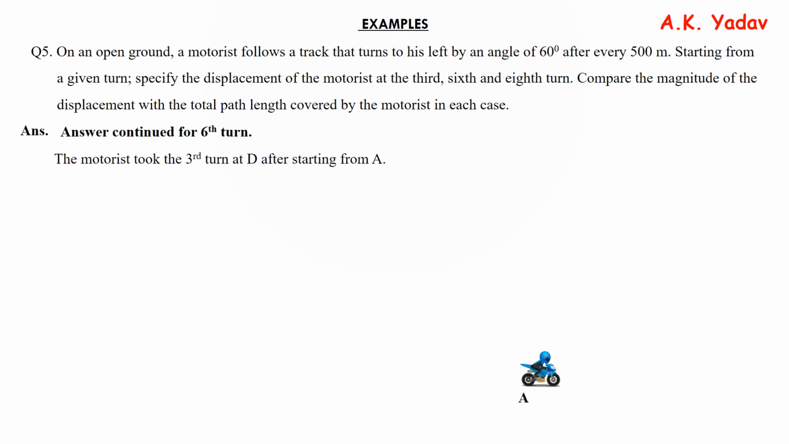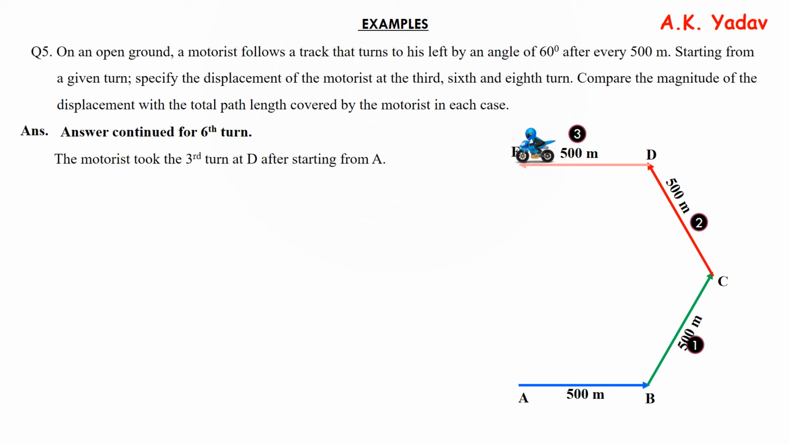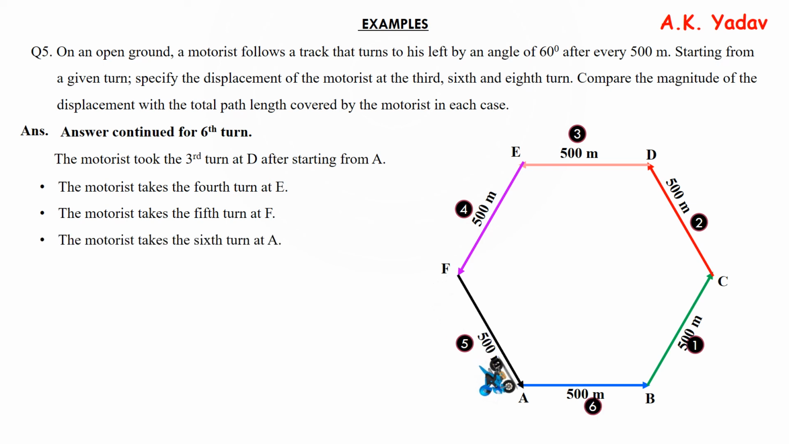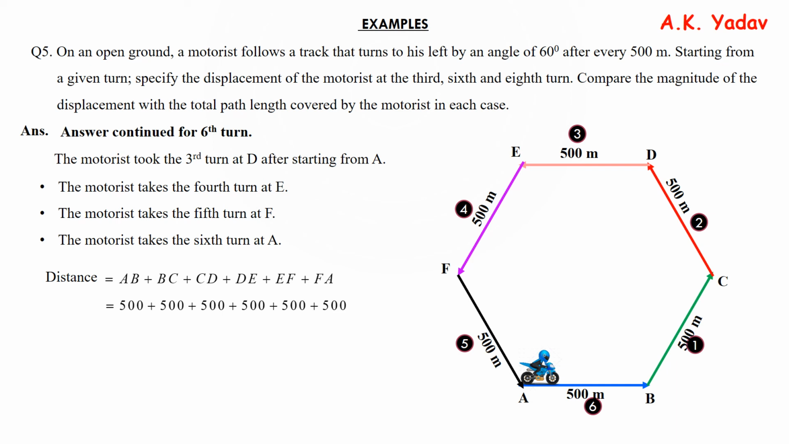Now let's continue for the sixth turn. So this was third. Now he covered 500 again, then he took the fourth turn at E. He covered 500, then he took the fifth turn at F. Again covered 500, and then he took the sixth turn at A. So the distance is AB plus BC plus CD plus DE plus EF plus FA, that is 500 plus 500 plus 500 plus 500 plus 500 plus 500, that is 3000 meters. Now the displacement is 0 because the initial and final position is the same, that is A.